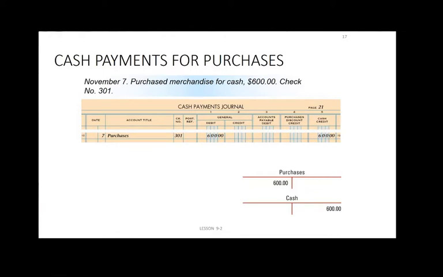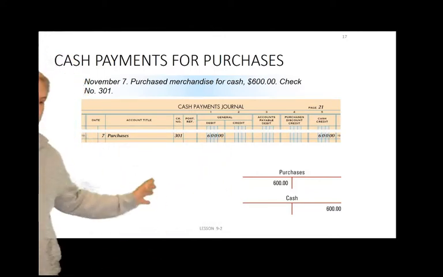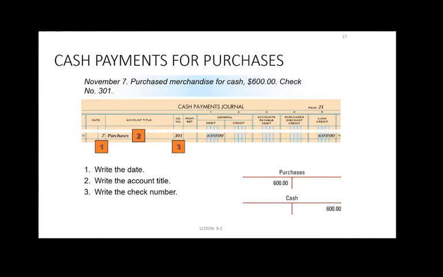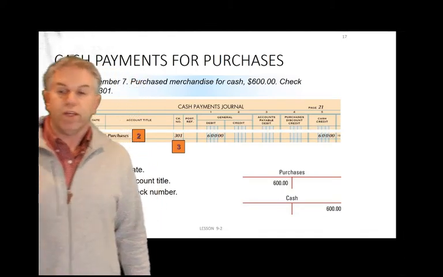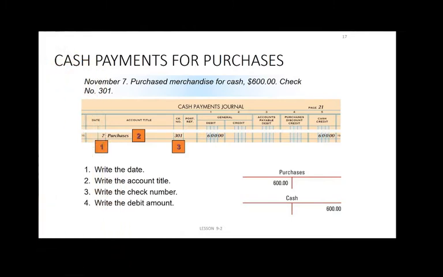We're still going to debit purchases. That's that little expense account that we've talked about. Okay, we're going to credit cash like we've always done. And then we just write our date, write across here, write the account title, write the check number as our source document. Now, for the check number, you don't need to write the letter C, you can just write the number, because we know that it is that check number. Write the debit amount, and then write the credit amount.